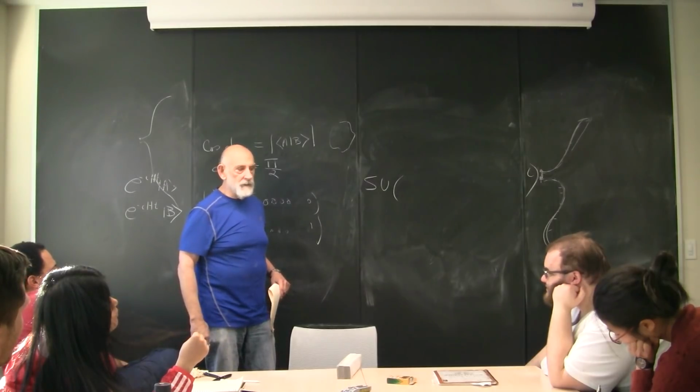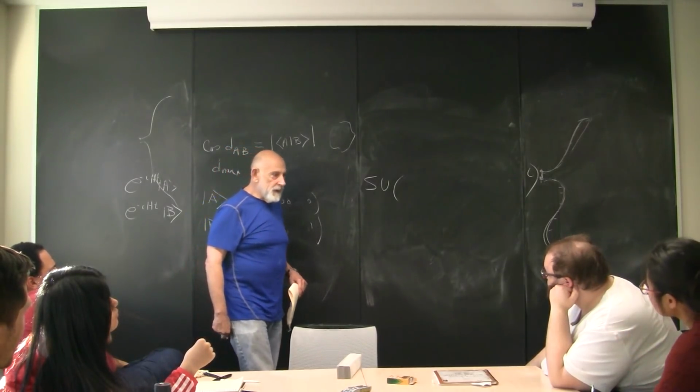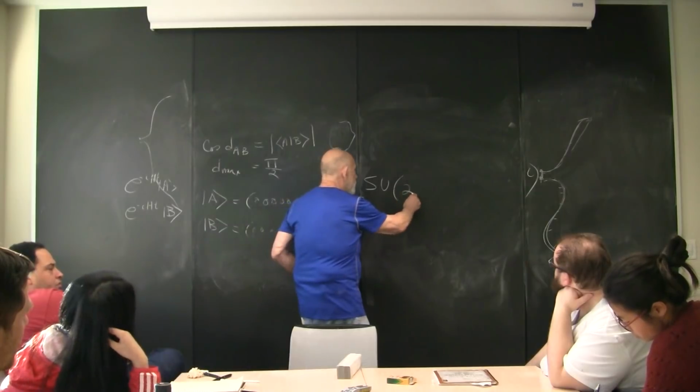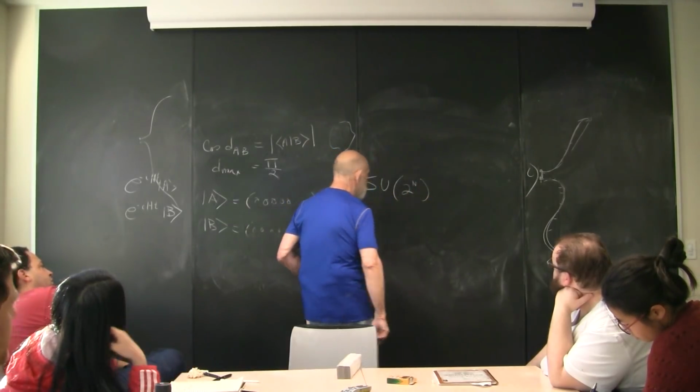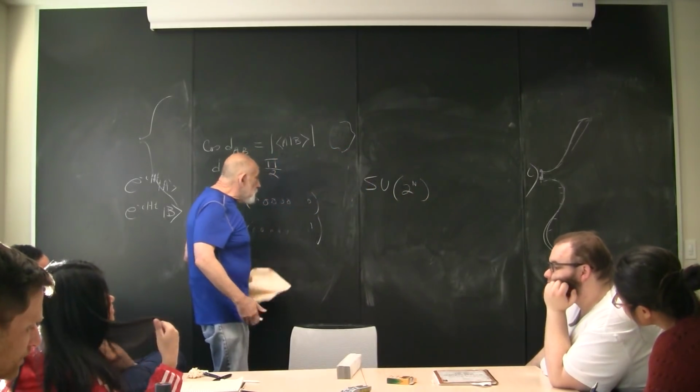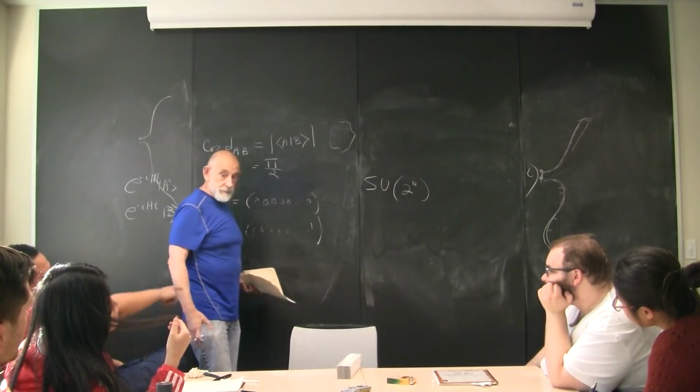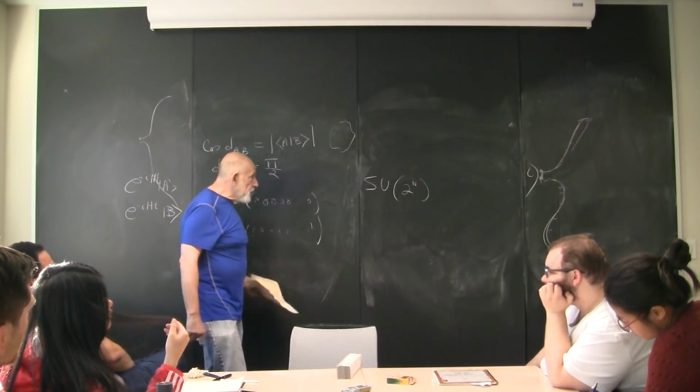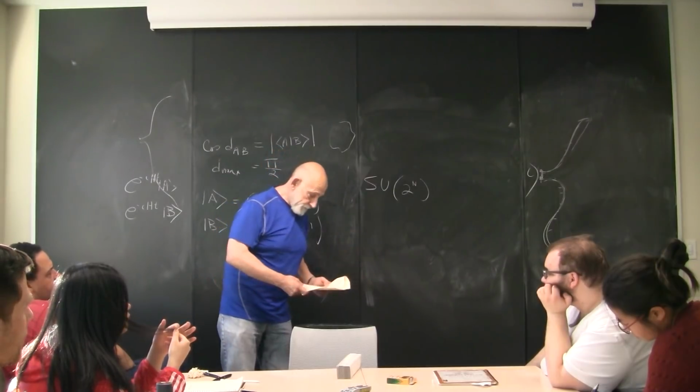SU(2) to the n. It's a huge group. There's a space of unitary operators on any number of qubits, because you go back in that basis. The dimension of the Hilbert space is 2 to the n, not n.